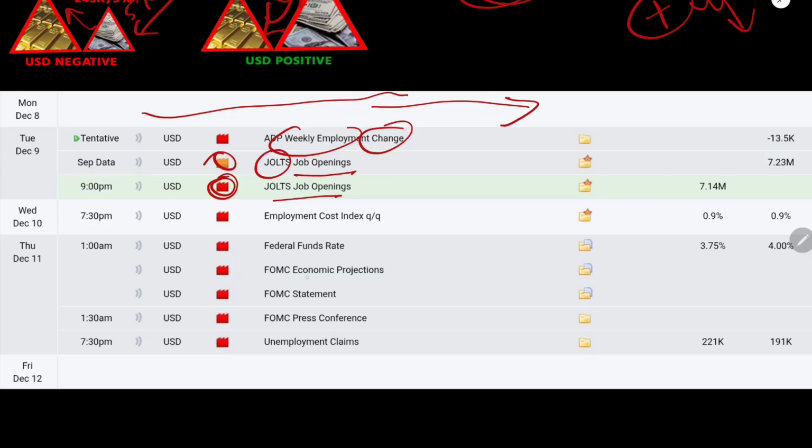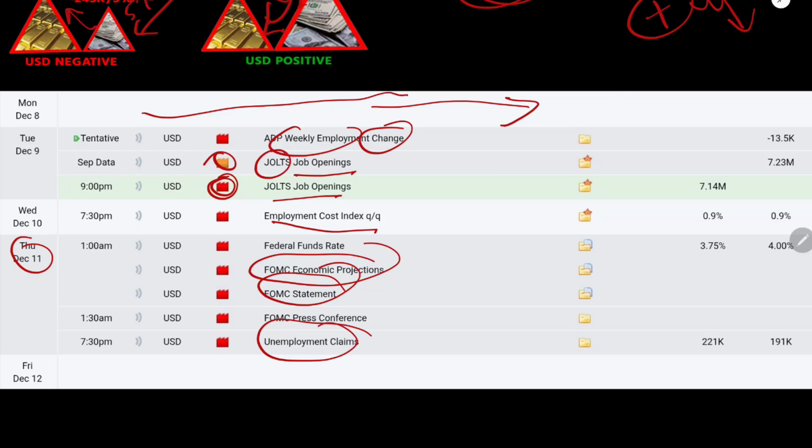On Wednesday we have the employment cost index news, and on Thursday we have the most important news, that means the FOMC statement and unemployment claims, that is, jobless claims. So those days are very important for us, especially Thursday.